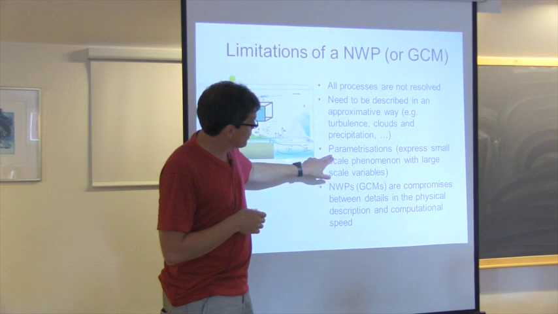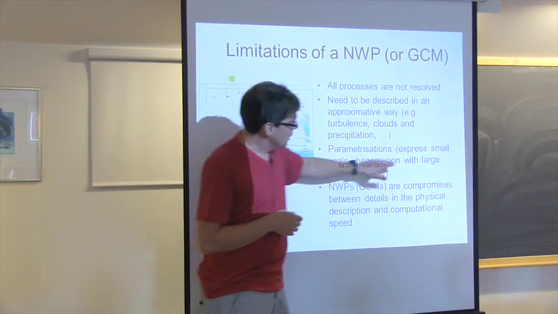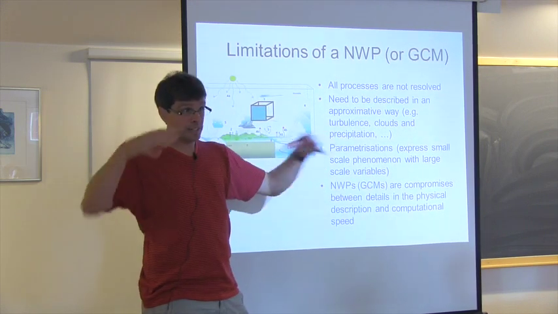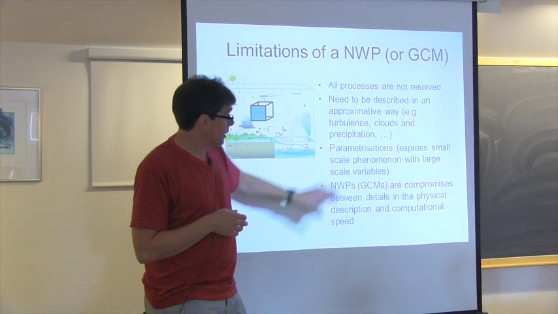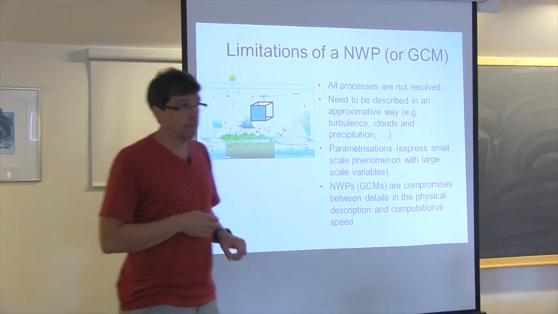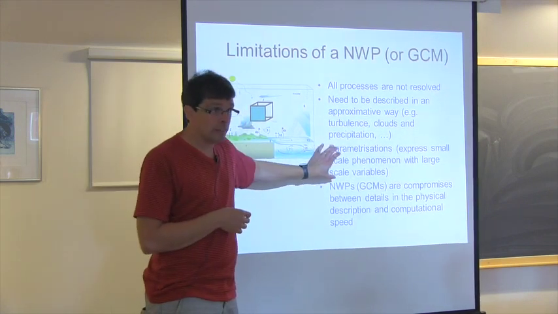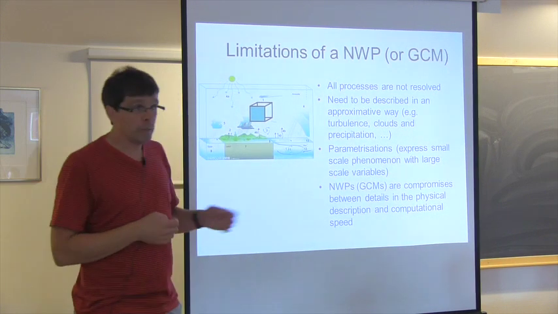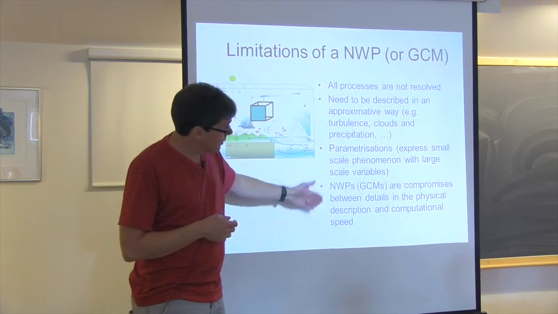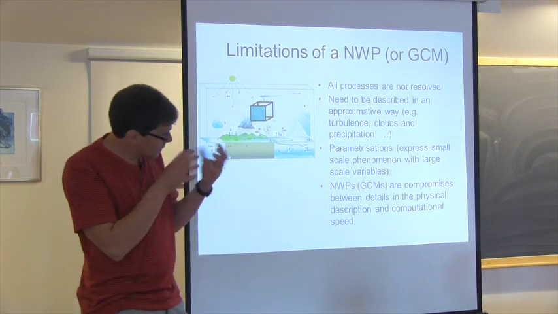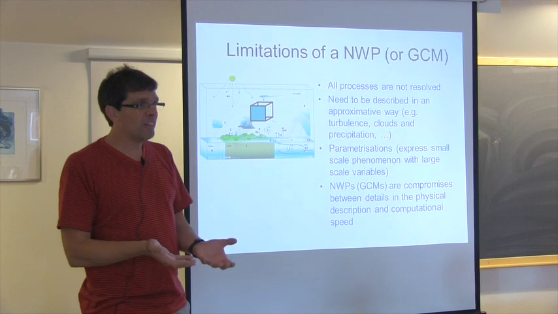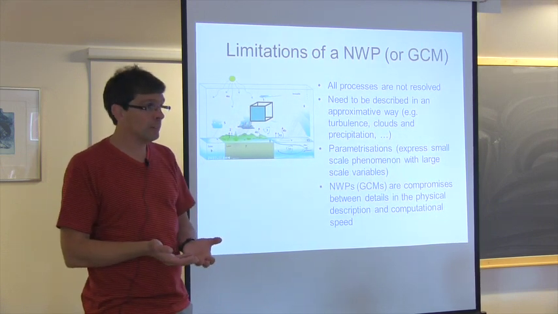And that means we do something called parameterization, where we try to express these small-scale phenomena or features with the large scales that we know from the model. And that's maybe one of the really main problems with all of these different models. These are highly simplified things. Even if they are complex, they are still simplified, and we don't know everything. And also these models are compromises between details in the physical description and the computational speed. If you want to run such a model all over the globe with very high resolution, it's extremely expensive, so that also takes a lot of time.